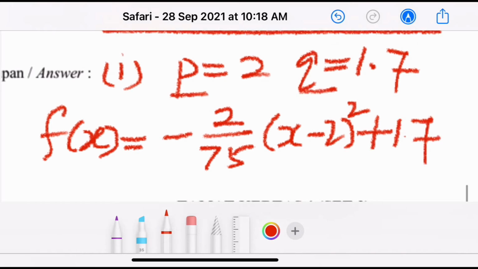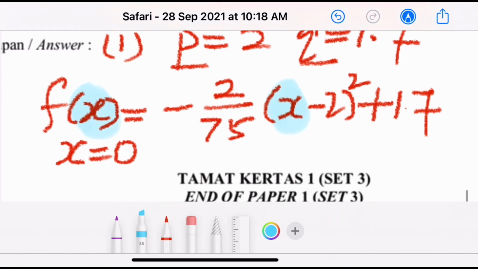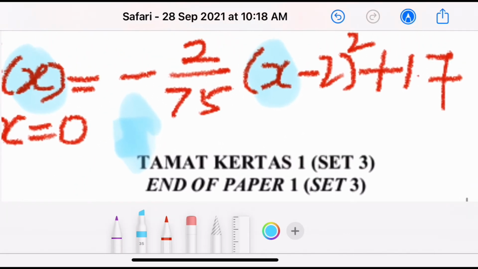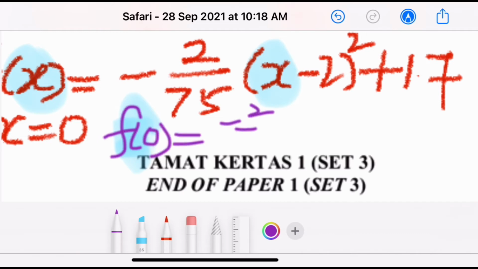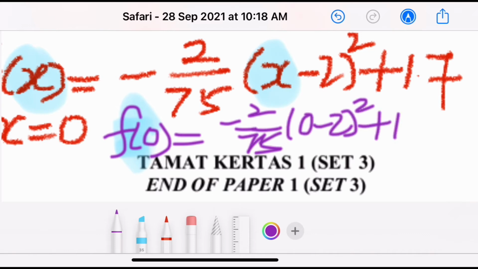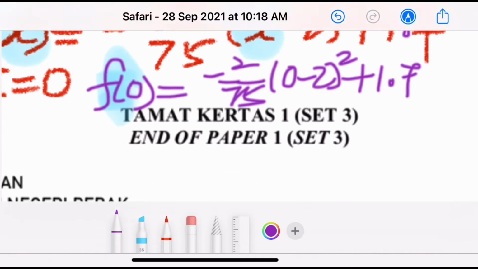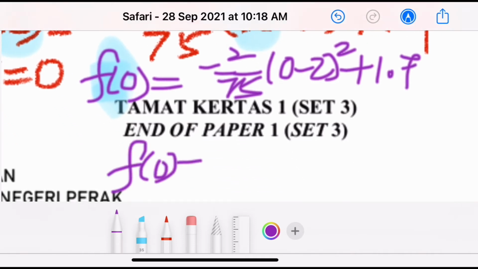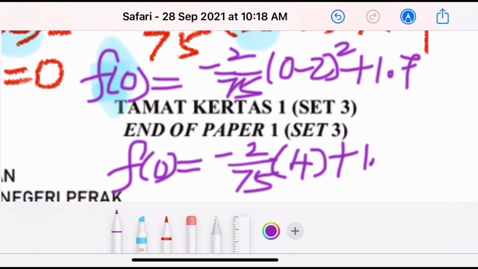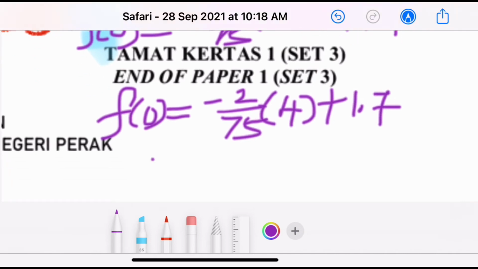Now we want to find the y-intercept, which is when x is 0. So we will substitute 0 here, right? So let's solve it now. f(0) is equal to negative 2 over 75 times (0 minus 2) squared plus 1.7. So f(0) is negative 2 over 75 times 4 plus 1.7. Now you can press your calculator. This is actually the y-intercept.